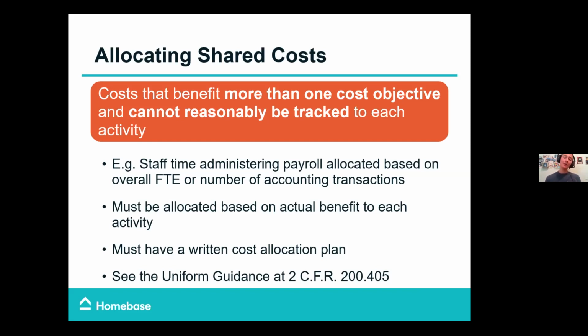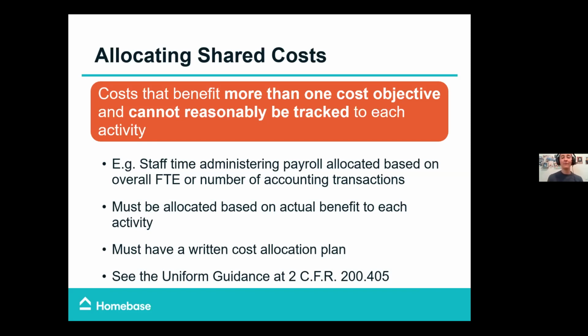You still have to allocate that cost based on, one, the actual expenses that you incurred for that staff time. So you can't do it as a budget projection. You have to allocate it based on the costs for the past month or the past 3 months of that staff time administering payroll. And it has to be allocated based on some reasonable estimate of the actual benefit to your CoC grant versus your ESG grant versus your agency internal fundraising funds. You have to allocate it based on the actual benefit to each activity.